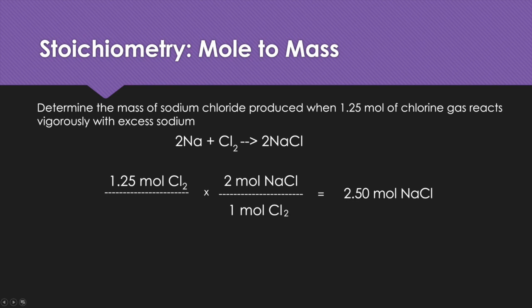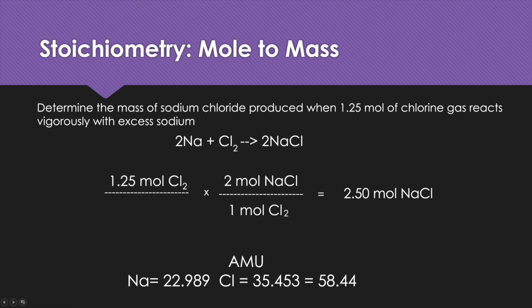Now we should always remember that every stoichiometry equation should have a mole ratio somewhere in between. We aren't done with the equation yet. As you can see, we ended off with moles, but we are trying to go from moles to mass. So looking on the periodic table, Na is 22.989 and Cl is 35.453 atomic mass. And we add them together to get a total of 58.44 grams of NaCl.